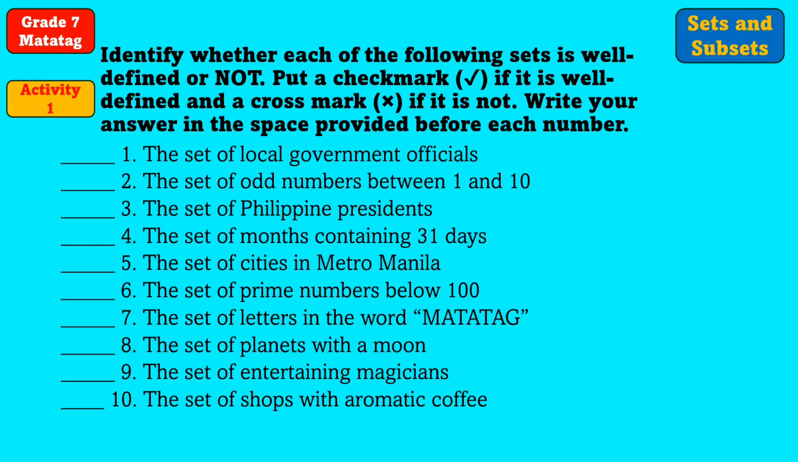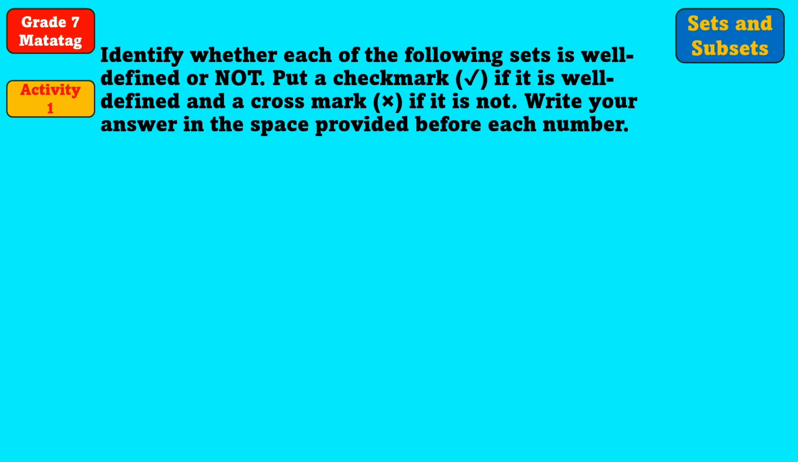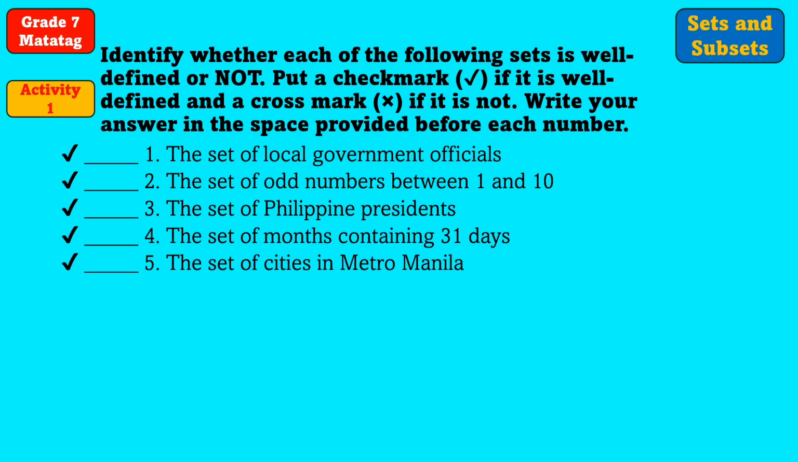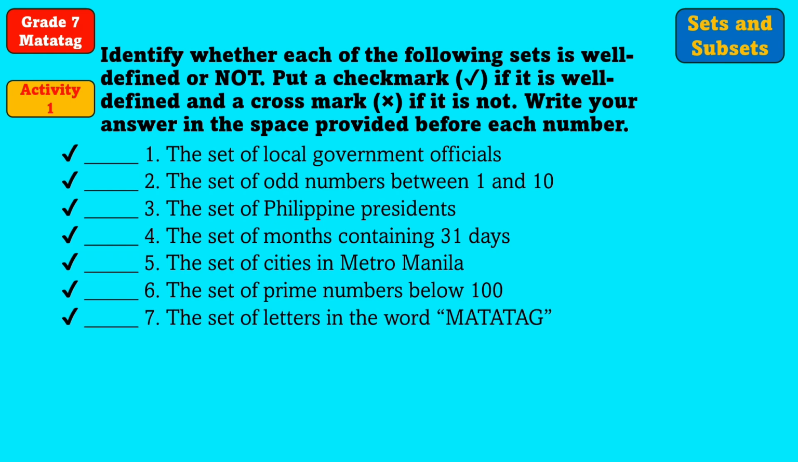Okay, let's check your answers. Here are the well-defined sets. The set of local government officials, the set of odd numbers between 1 and 10, the set of Philippine presidents, the set of months containing 31 days, the set of cities in Metro Manila, the set of prime numbers below 100, the set of letters in the word matatag, and the set of planets with a moon.